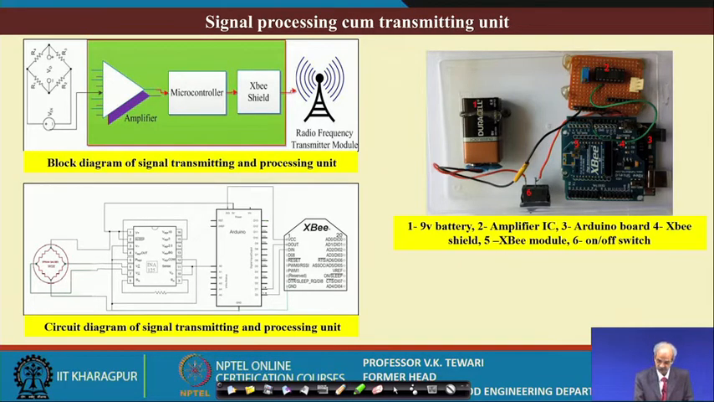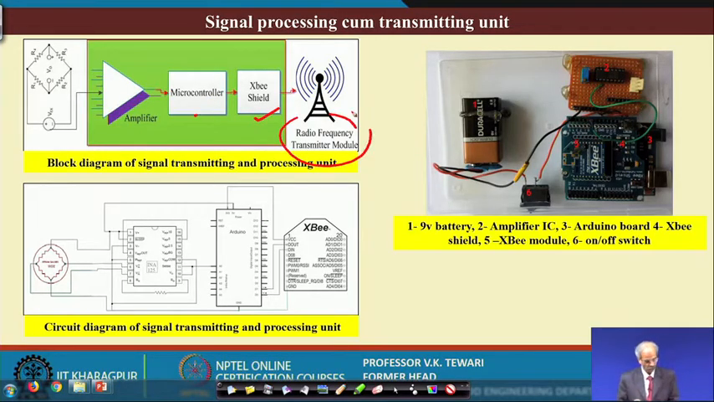The signal processing cum transmitting unit. These are the details of this. There is the amplifier, there is a microcontroller, then an XB shield, then a radio frequency transmitting module over here, and this is for the transmitting and processing unit. So, details of the transmitting and processing unit here. This is a block diagram here, and this is a circuit diagram here.